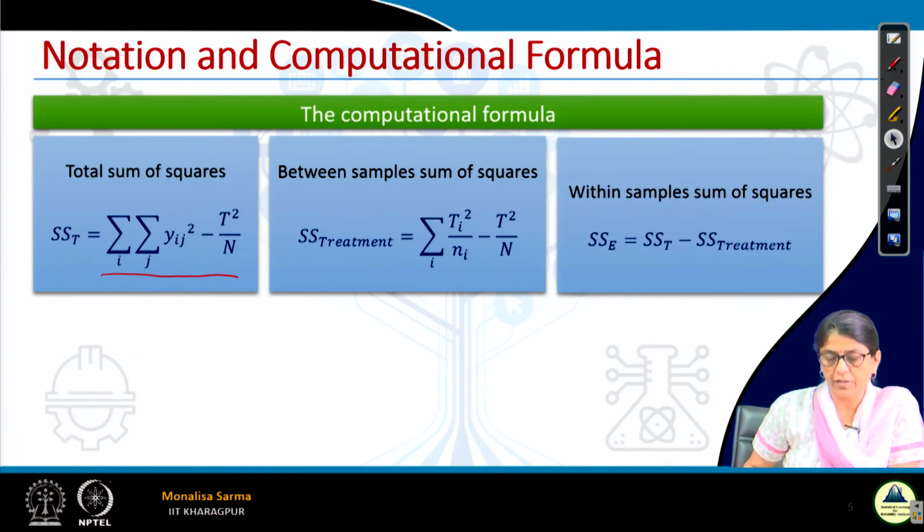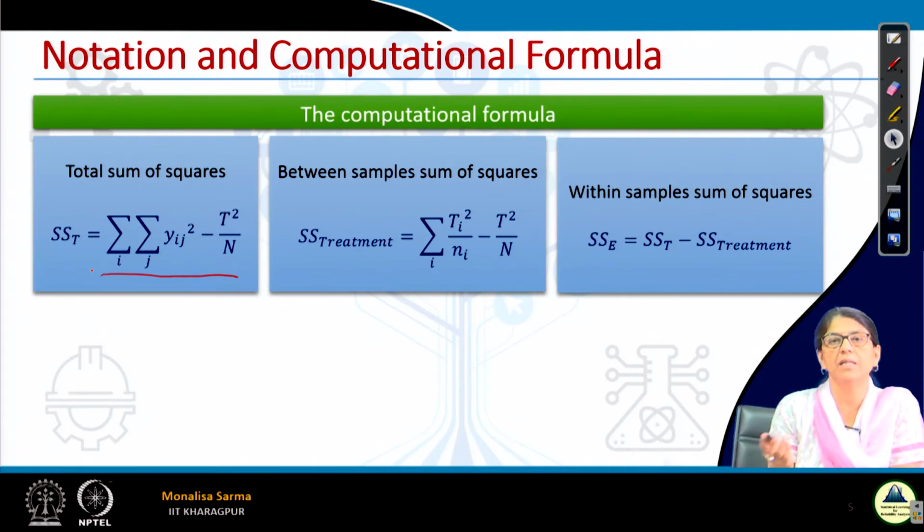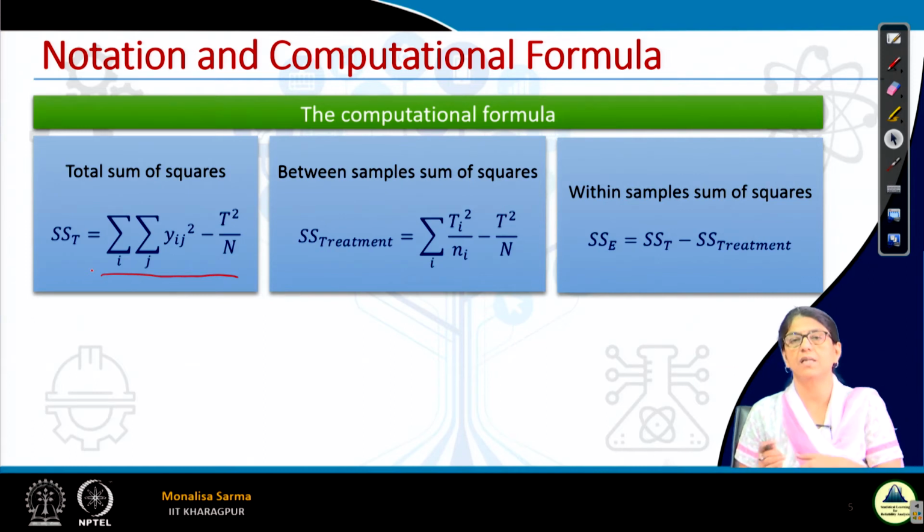Fine. Then once we know SST and SS treatment, we do not need to separately find SSE. SSE is nothing but SST minus SS treatment. What is SST? SST is the overall sum of squares, right. So the sum of squares within group, SSE, I can find out from this formula: SST minus SS treatment.